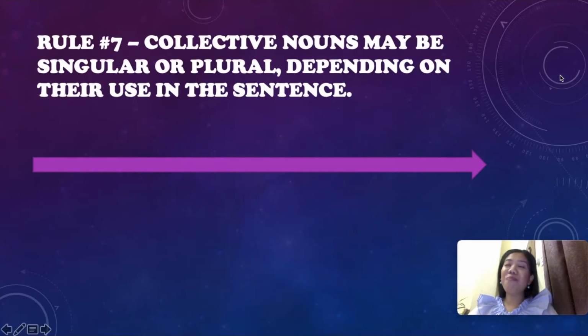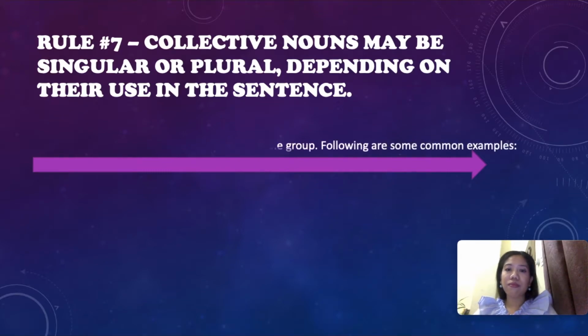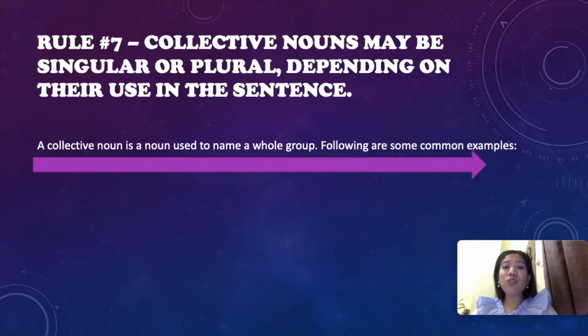Now rule number 7: collective nouns may be singular or plural depending on their use in the sentence. What's a collective noun? A collective noun is a noun used to name a whole group. The following are some of the common samples: army, crowd, orchestra, flock, public, class, group, club, herd, team, committee, jury, troop.